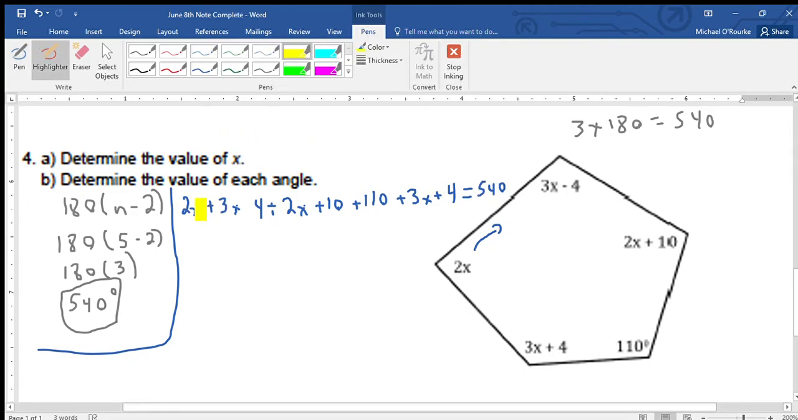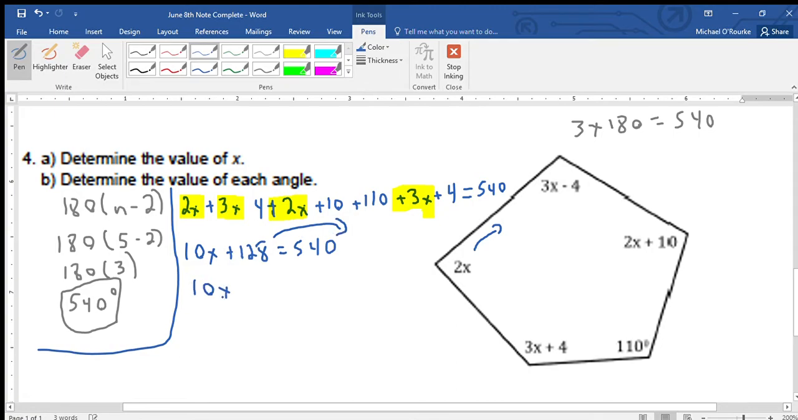And then we're right back where we were before. Identify our like terms. There's all my like terms, and I'll leave all the other ones blank. So that equals 2 plus 3 is 5, plus 2 is 7, plus 3 is 10. So we have 10x. Then we have 4. Well, this is 120. 128 altogether. Plus 128 equals 540. Now we have to rearrange.